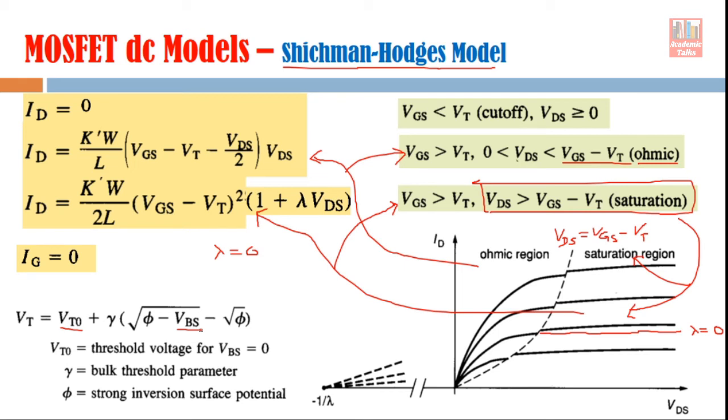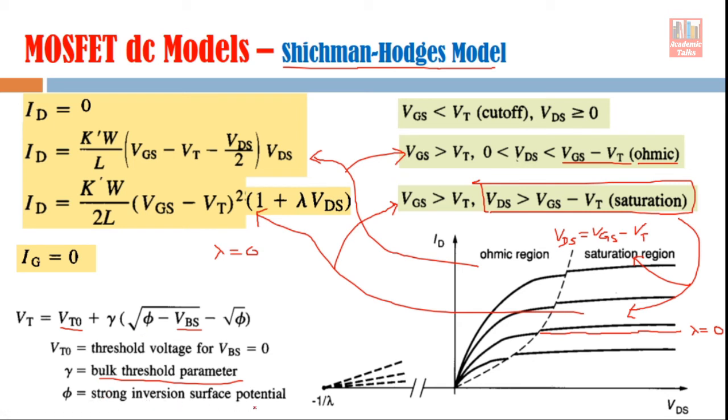You will see in the coming slides, in the coming discussion, that your substrate or your bulk is not always at the ground, right? If that happens, in that case your VT is different from VT naught, right? And how much dependence is that? That depends on the gamma. Gamma is the bulk threshold parameter, and this phi is your strong inversion surface potential.